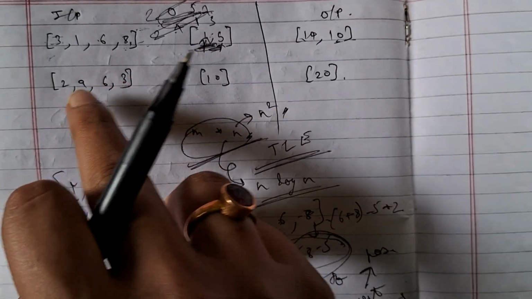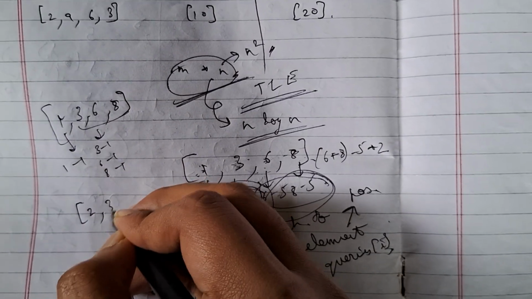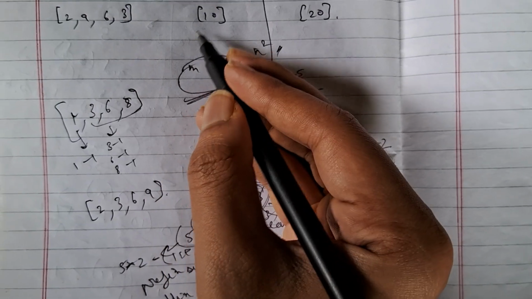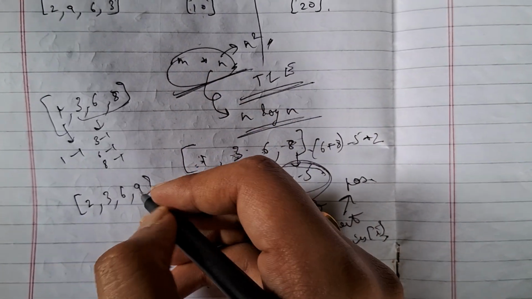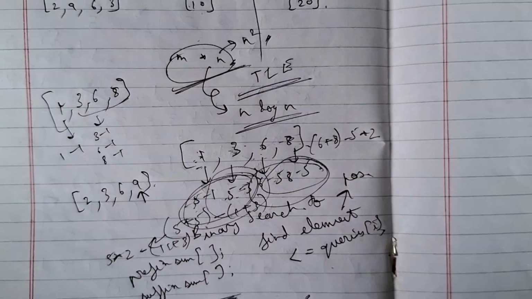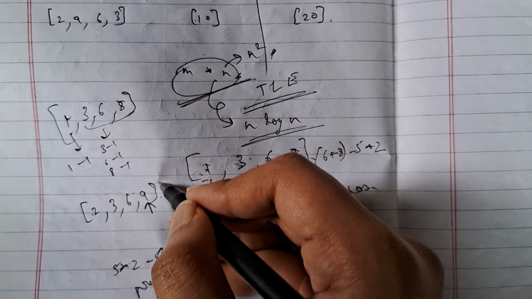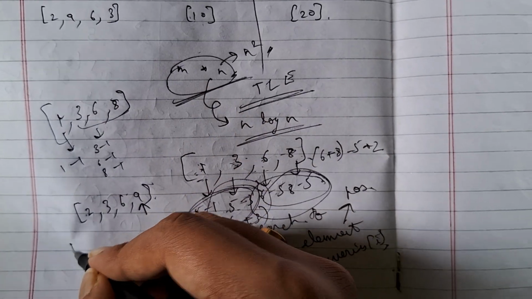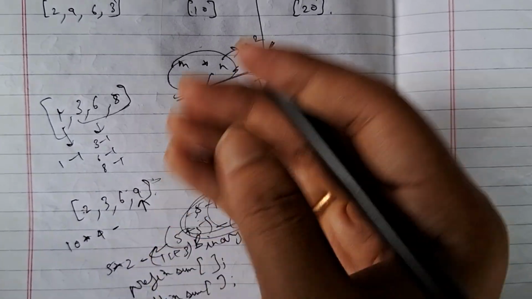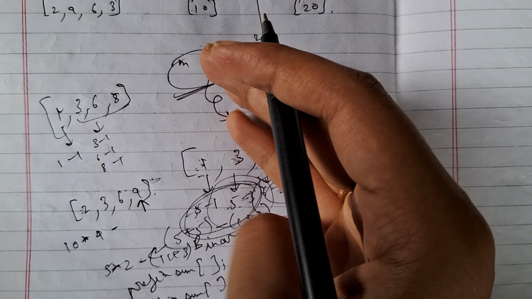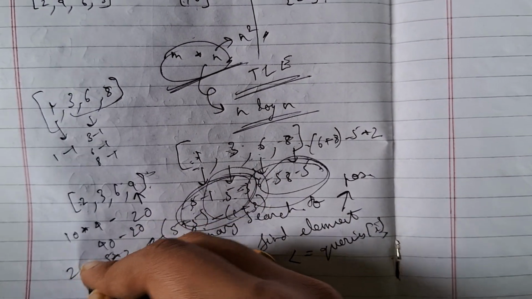So let's do it for this case, 2 9 6 3. After sorting it, it becomes 2 3 6 9. You have to find an element which is lesser than or equal to 10. Which element is lesser than or equal to 10? This 9 is, right, in the whole array. So you find the count: 1, 2, 3, 4, that is 4. So that is 10 into 4 minus the sum of all elements, which is 20. So 10 into 4 is 40 minus 20, that becomes 20.